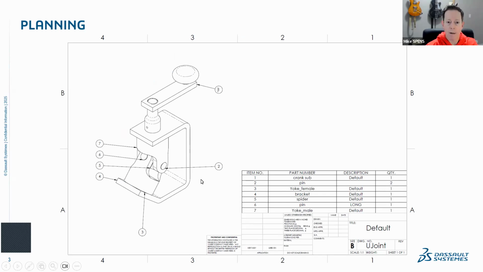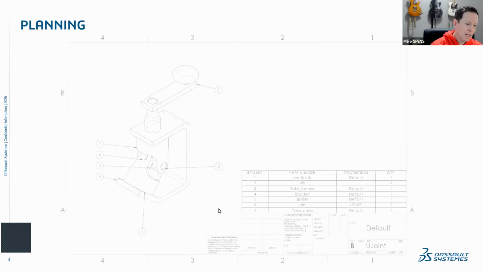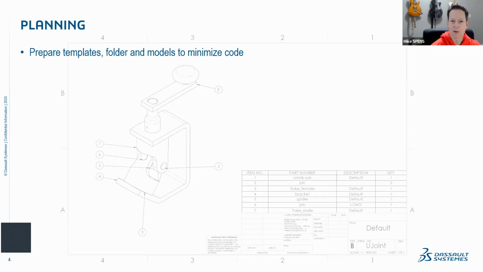This is the result I want. Okay, I've got one of the typical example models that come with SolidWorks. I want to create a drawing with a bill of materials and balloons on the drawing, and I mentioned a couple things, right? So in thinking about your project, I would strongly encourage you to prepare templates, folders, models so you can minimize code.